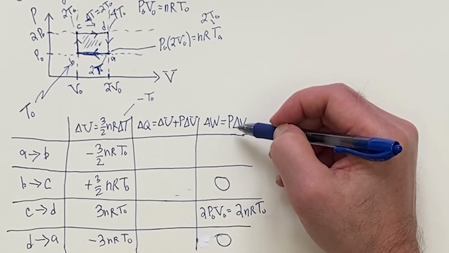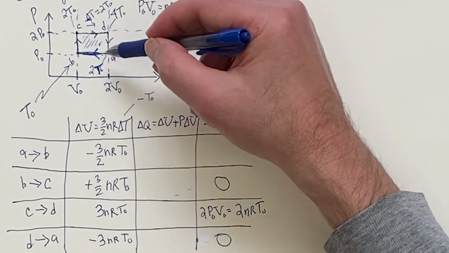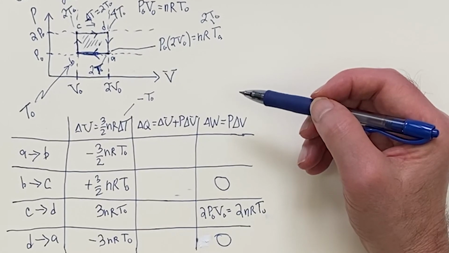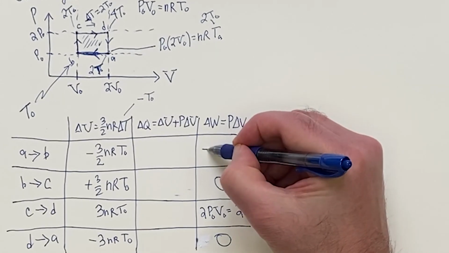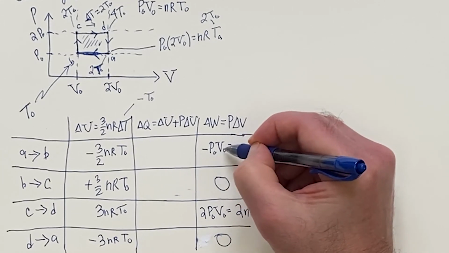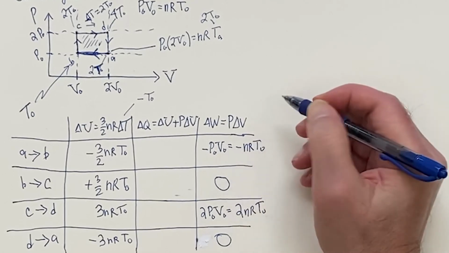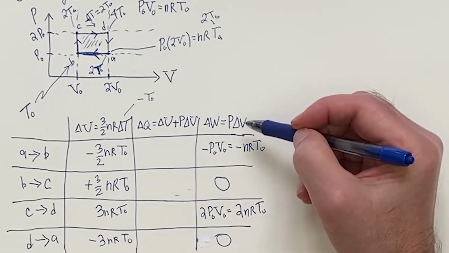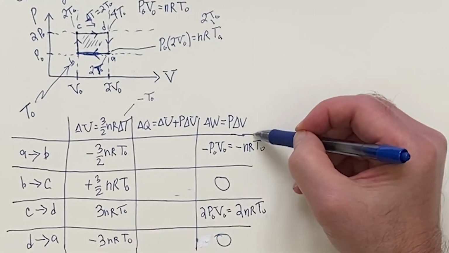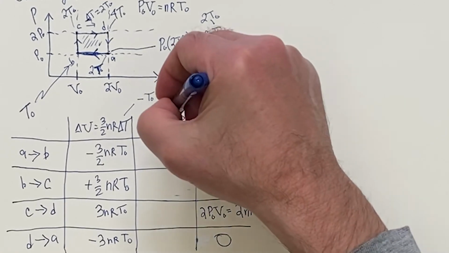Now, when you're doing this first one from A to B, you're losing. It's negative because you're compressing. So you're basically going minus P naught V naught. But remember, P naught V naught is nRT naught. So this is minus nRT naught. So we have them all. All right, everything's done, except this one. But this one I can get by the formula.